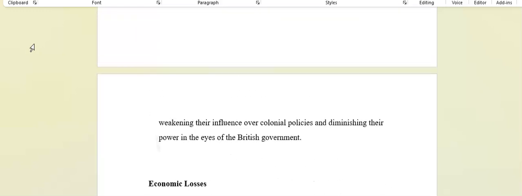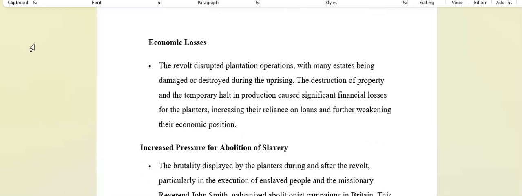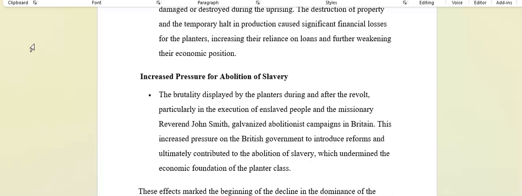Another effect of the Demerara revolt on the planter class was that it increased pressure for the abolition of slavery. Now, the brutality displayed by these planters during and after the revolt, particularly in the execution of enslaved people and the missionary Reverend Smith, galvanized abolitionist campaigns in Britain. This campaign increased pressure on the British government to introduce reforms and ultimately contributed to the abolition of slavery, which definitely undermined the economic foundation of the planter class.